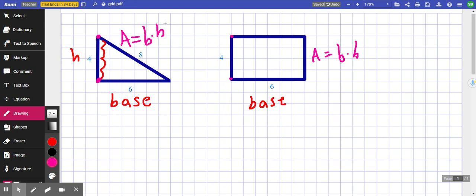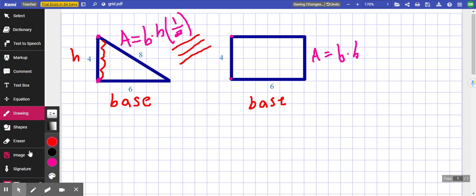So I'd have to take base times height and multiply that by 1/2, because it's half of the rectangle. It's half of the equivalent base and height rectangle. So the formula for a triangle is always base times height, but then times 1/2. Did I mention it's half?